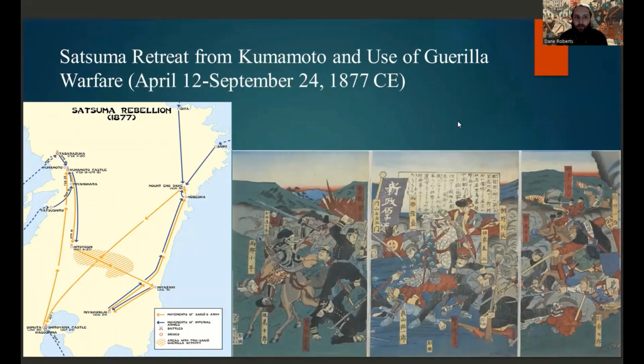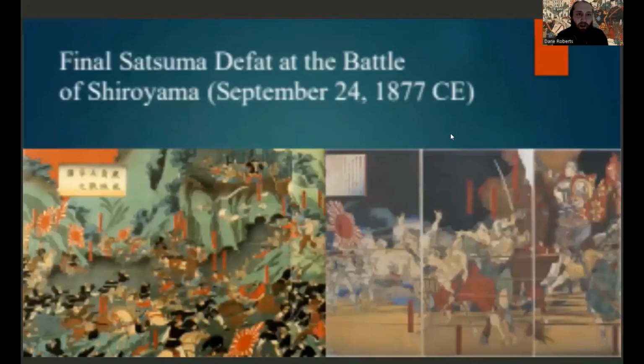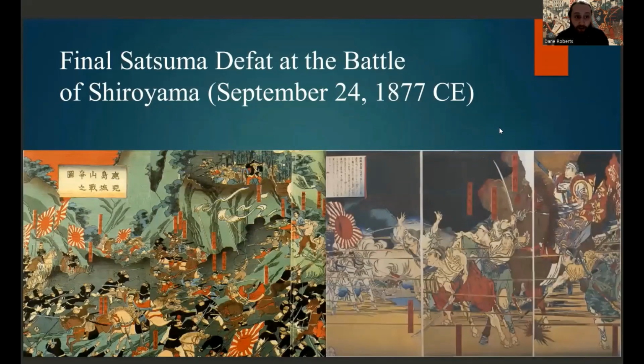The defeat at Kumamoto Castle and the Battle of Tabarazuka would lead Saigo Takamori and his Satsuma forces to retreat from Kumamoto, and they would begin to implement guerrilla warfare against the imperial forces for several months, from about April 12th to September 24th, 1877 CE. Of course, this would eventually end in failure, as on September 24th, 1877 CE, the Imperial Army would finally hunt down Saigo Takamori's Satsuma forces and defeat them at the Battle of Shiroyama, where at this point in time his forces were only about 500 strong.